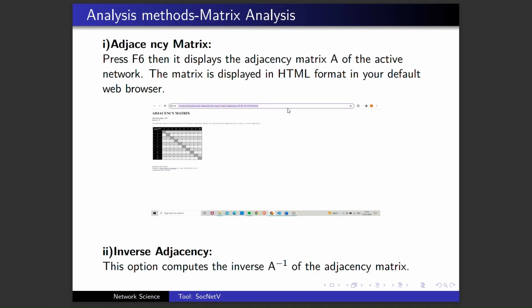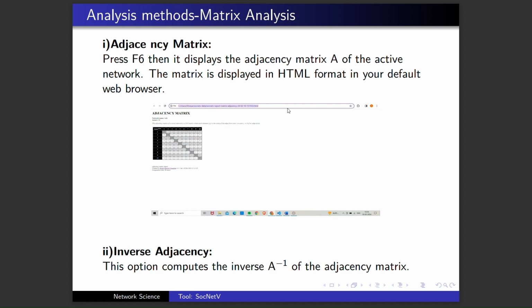SocNetV also provides some analysis methods. Now I'll be discussing the matrix analysis methods. The first analysis method is the adjacency matrix. Just by pressing the keyboard shortcut F6, you will get an HTML format of the adjacency matrix. An adjacency matrix is basically a square matrix, n cross n, where n is the number of nodes. If there is an edge between i and j, it represents 1, else it represents a 0. So you can see an HTML format of the adjacency matrix for a particular graph.